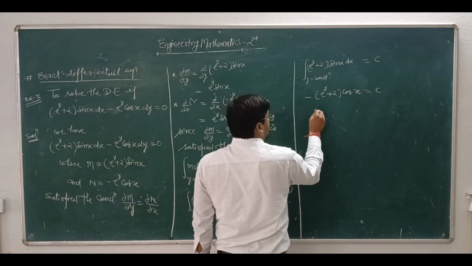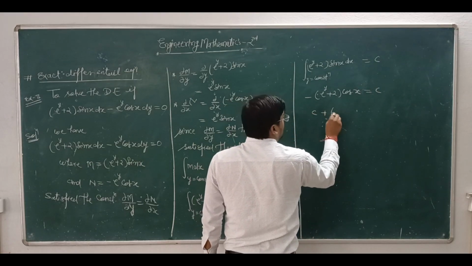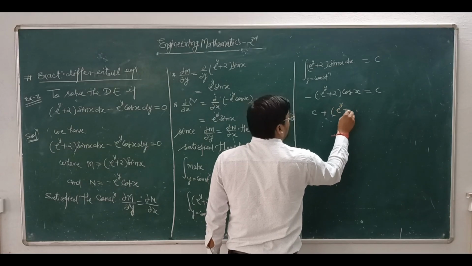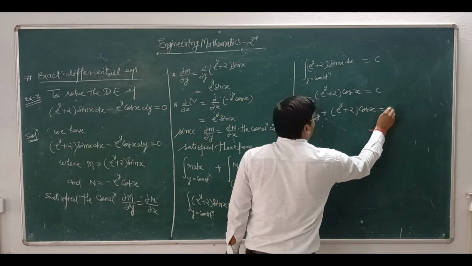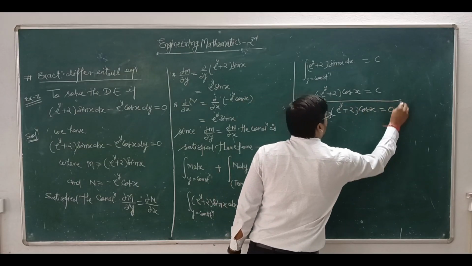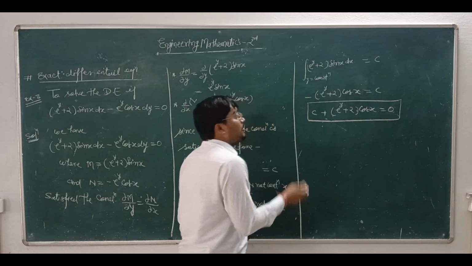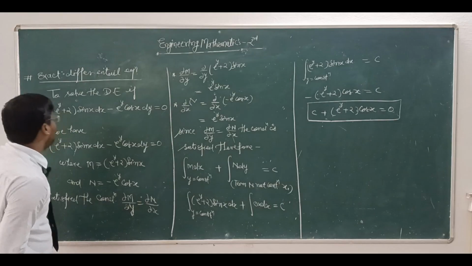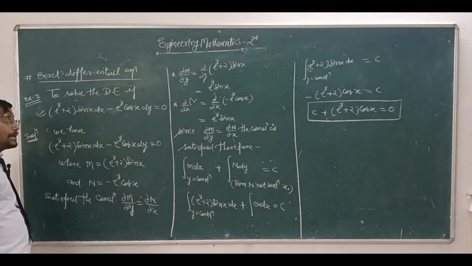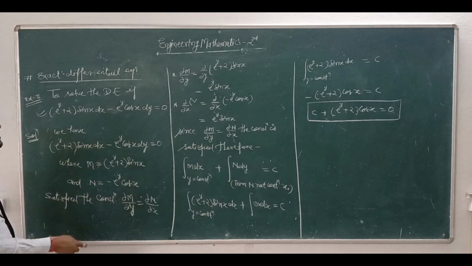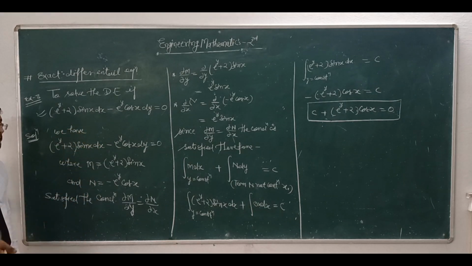Now you can write c plus (e^y + 2) cos x is equal to 0. This is the solution of the differential equation. You can note down this numerical. This is the step by step way to solve this numerical.